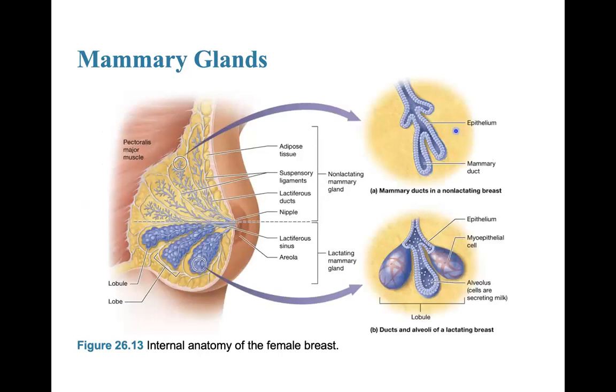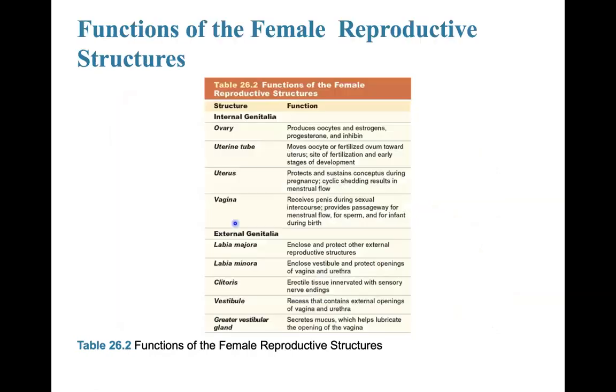And here you can see the lobules, and then you have the lactiferous ducts, which all will empty out into the areolar region here. So this is a table that just summarizes the structures and the functions of the female reproductive structures.